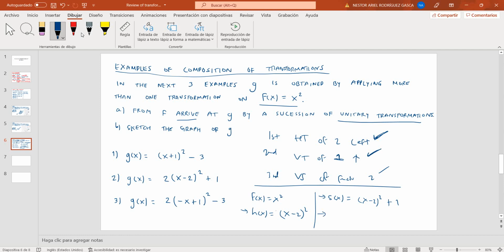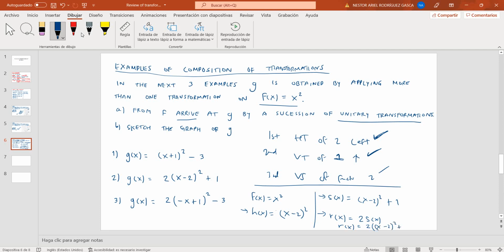So let me create once again another function. Let me call it r of x is going to be a vertical stretch of factor 2 applied on what function? On my current function, which is this one. And with a vertical stretch of factor 2, I need to multiply the whole function, all of it, by 2. So it's going to be 2 times s of x. And if I execute, I'm going to have r of x equals 2 times all of this.